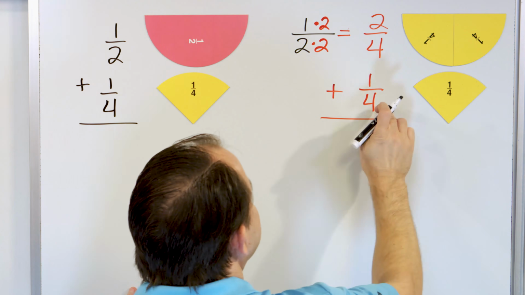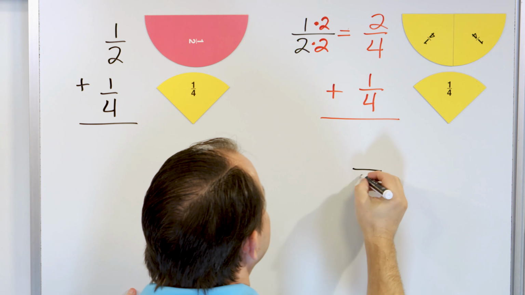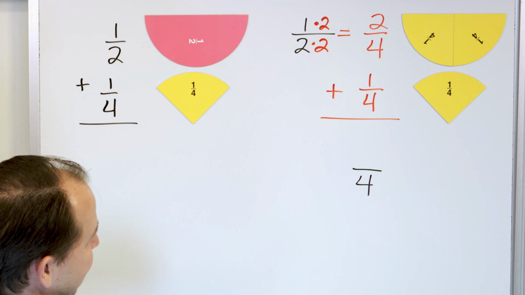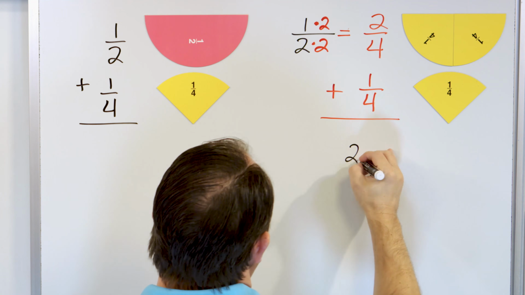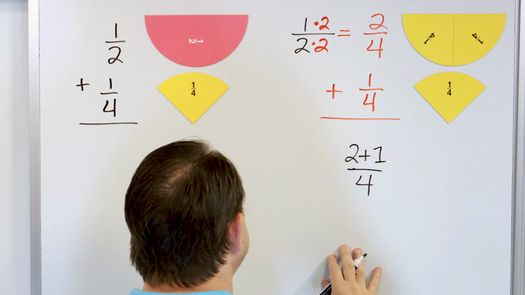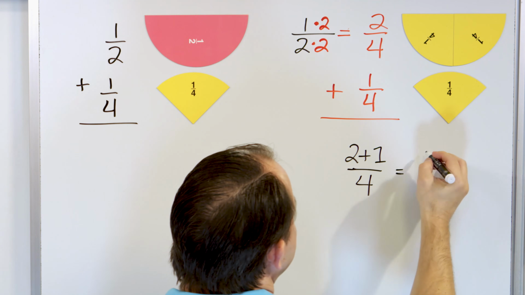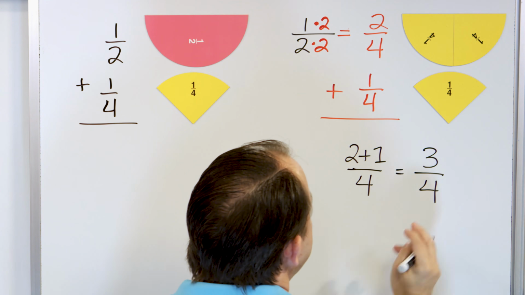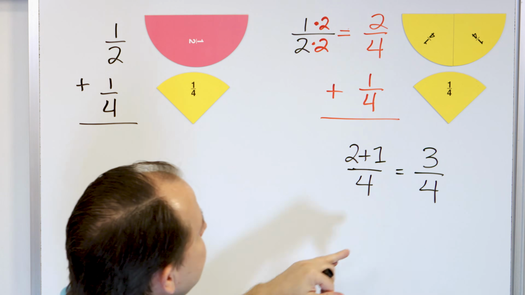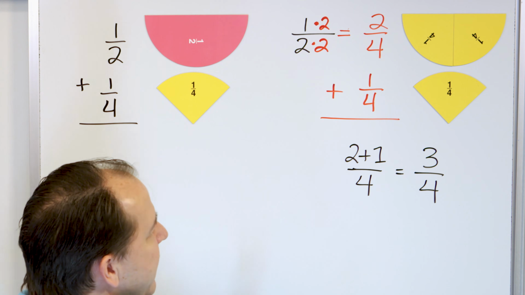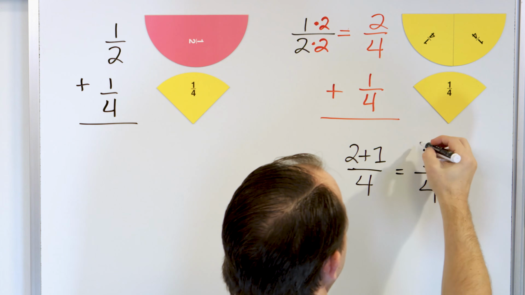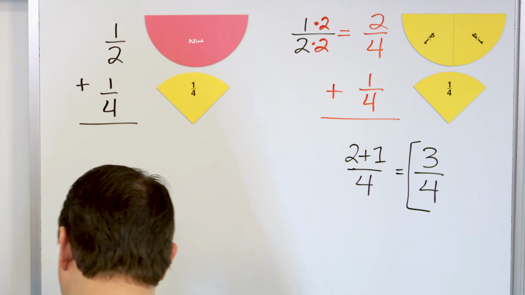And what I'm going to get, since I have a 4 and a 4, that stays on the bottom. I don't add them, I just keep it. And then I have 2 plus 1. You add the numerators. So what do you get? You get 3/4. And then you ask yourself, can you simplify this by dividing top and bottom by some number? And you can't. This is odd and even, so there's no real way to divide them. So the answer is 3/4 of a pizza.